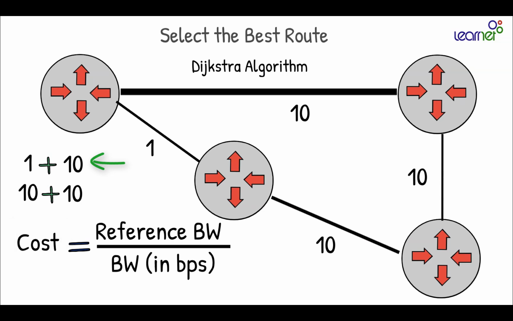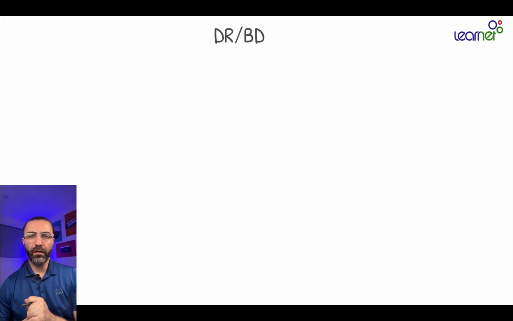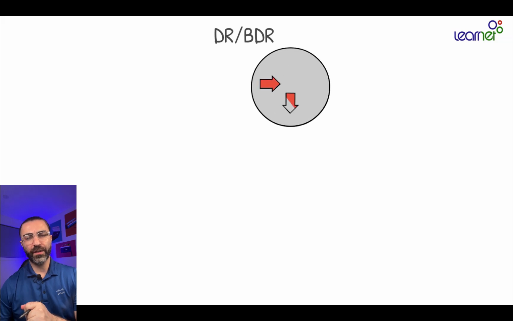You can also change that reference bandwidth, or you can change the bandwidth of the interface. So all of these three items are possible to manipulate, and you need to change them accordingly based on your network design.